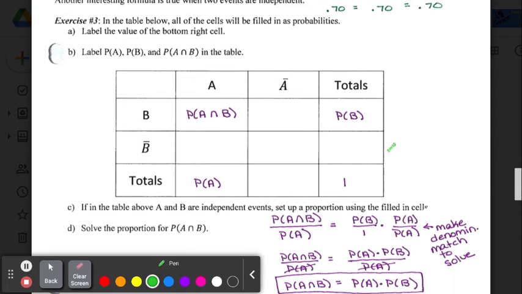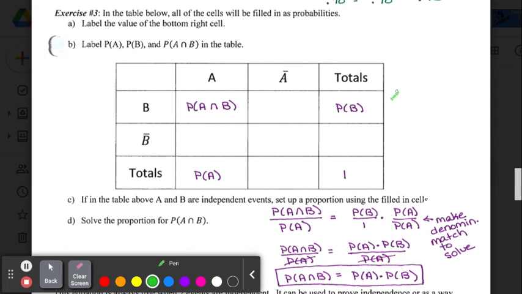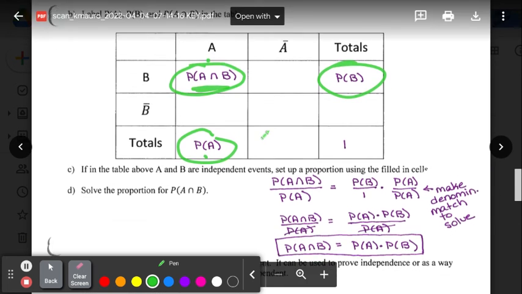Okay, now this is going to lead us to another rule to test for independence. And honestly, it's best used when you're trying to solve a problem. It's a little bit easier than making a whole table and figuring this stuff out. So you can see that some things are labeled. Okay, this is the probability of both. This is the probability of A, probability of B. And our total is always a 1 when we're talking about probabilities.